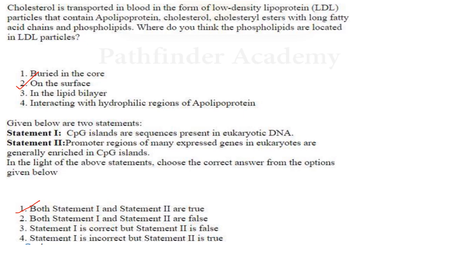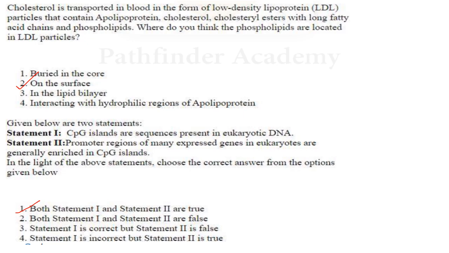Now lipoproteins have a central hydrophobic core of non-polar lipids, that is cholesterol esters and triglycerides. Now this hydrophobic core is surrounded by a hydrophilic membrane consisting of phospholipids, free cholesterol and apolipoproteins. So where do you think the phospholipids are located in LDL particle? It is on the surface. It is found outside the hydrophobic core. It is found in the hydrophilic membrane outside the hydrophobic core. So the answer here is option 2.